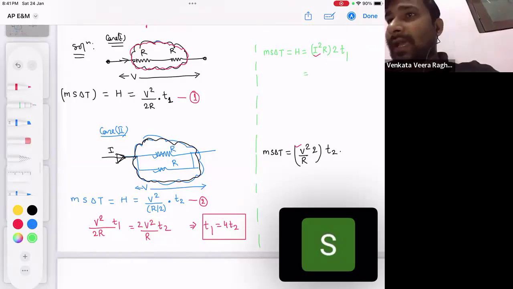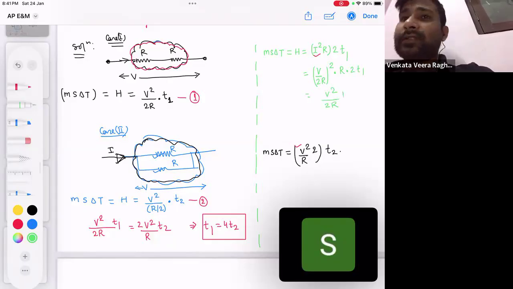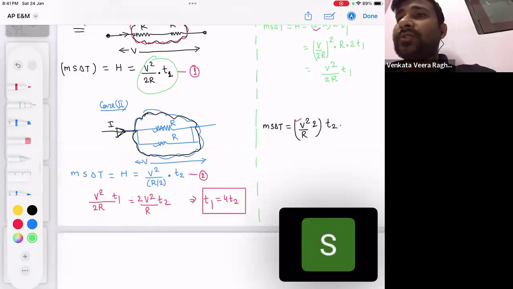Can you write this one as I equal to, what is the current in the first case? Is the current in the first case V by 2R? Please tell me. So V by 2R whole square into R into 2 into T1. So what am I getting? V square by 2 into 2, 4, right? By 2R T1. Just check it. Is it the same expression? I got it now. V square by 2R into T1.